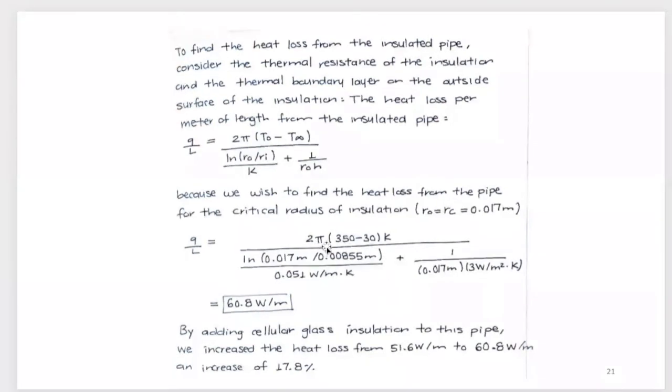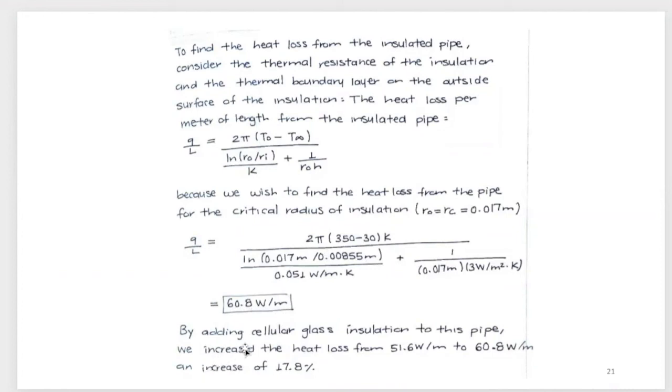So if you see, delta T is the same. This is the critical radius, because it's r naught over ri, but we are replacing r naught by rc, the critical value. We have the k value, and we have also the h value given. So that gives us 60.8 watts per meter.